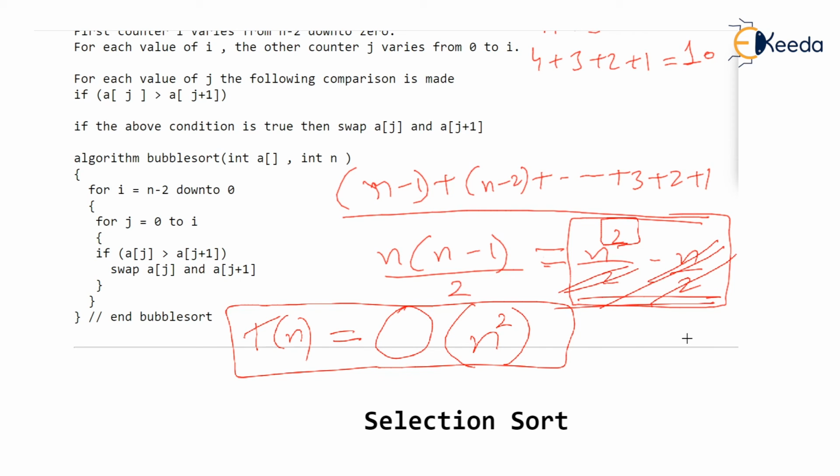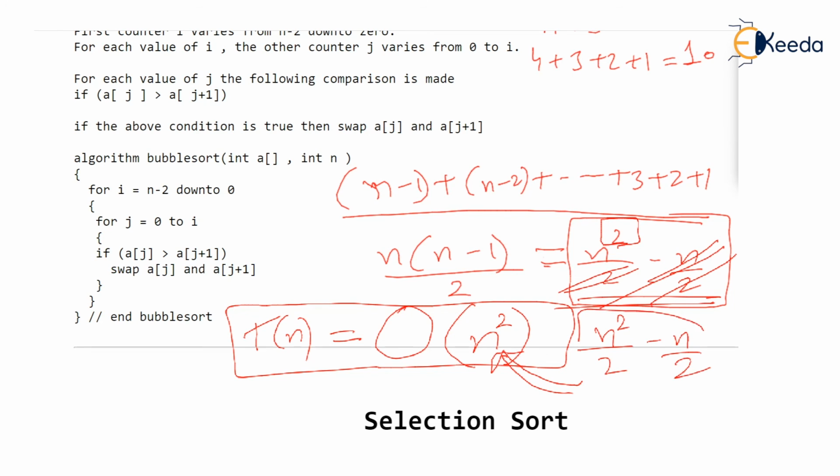Please try to understand, this should not be read as bubble sort takes n square time. Wrong. This n square written over here is the number of comparisons done by bubble sort, and we say in the worst case, the highest number of comparisons bubble sort will do is n square. Actually, it is not even n square. It is n square by 2 minus n by 2, isn't it?